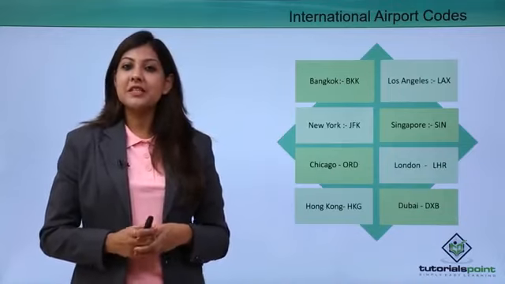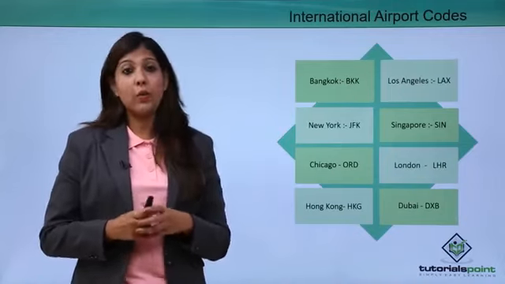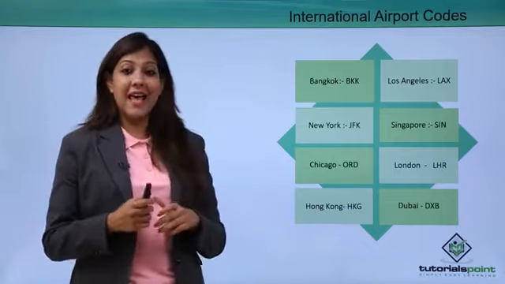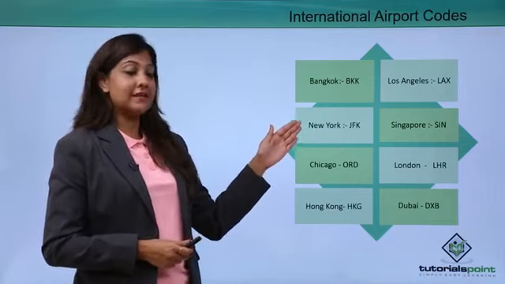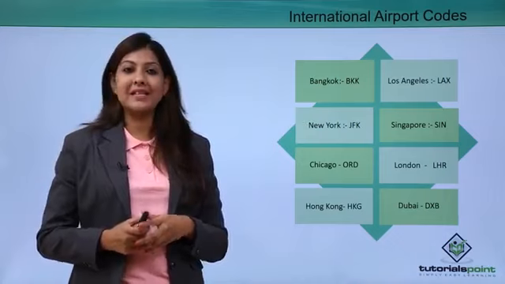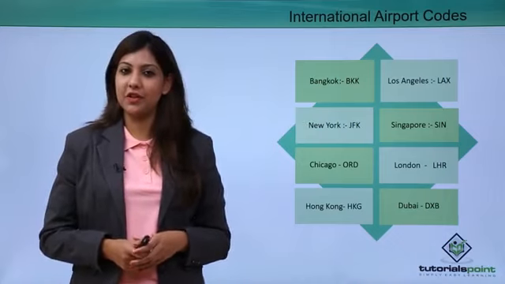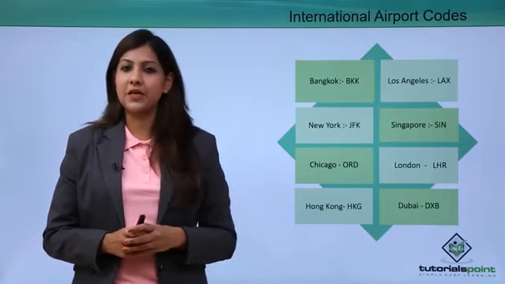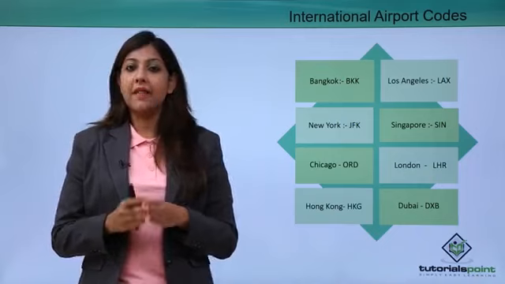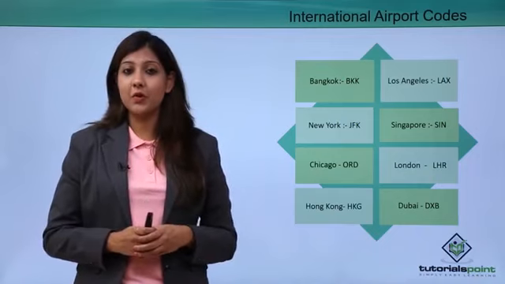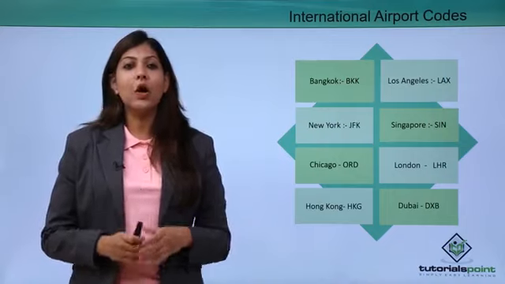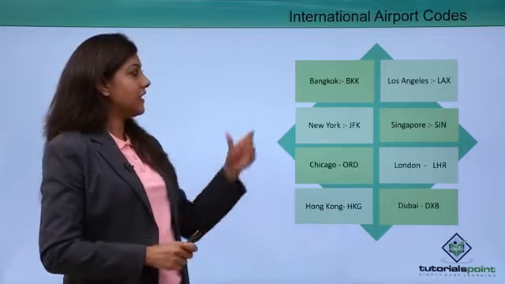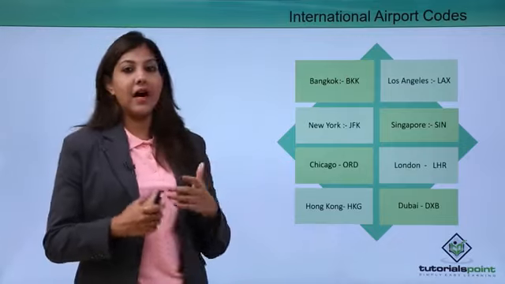Well friends, I'm going to teach you certain international airport codes. Bangkok is known as BKK, Los Angeles is LAX, New York is known as JFK, Singapore is known as SIN, and so on and so forth. Most of the countries all over the world have airport codes assigned to them, for the simple reason that the air traffic controller as well as the passenger needs to know which destination they are going to be headed to. So there are these short forms given to them by IATA.